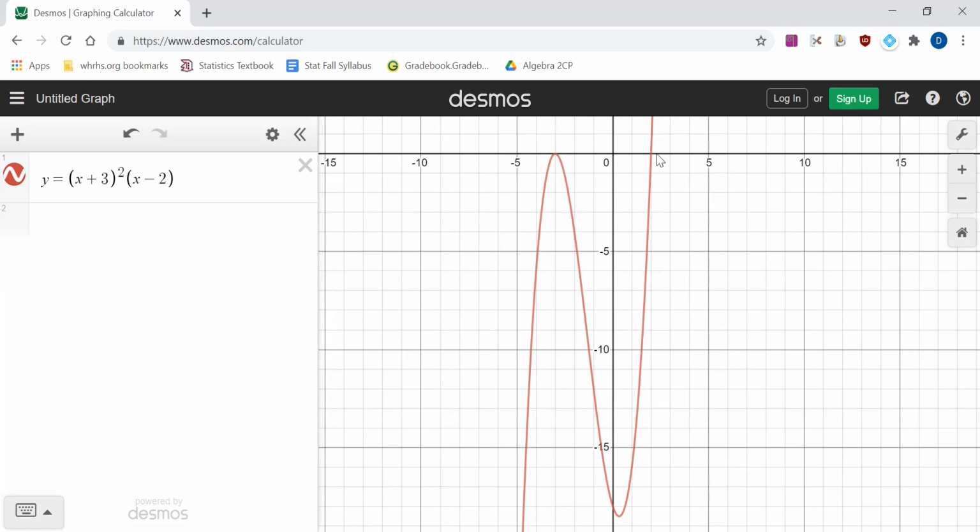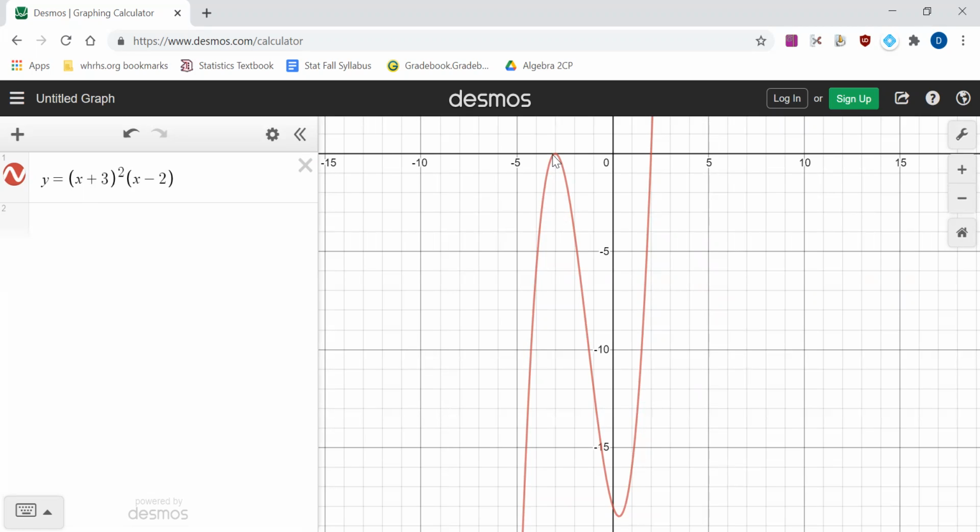How about this? This crosses the x-axis at 2, so the x-intercept is 2. If you solve x minus 2, set it equal to 0, you get x equals 2. Wow. The other thing I want to point out about this, notice how the factor of x plus 3 has a squared attached. It's an even power. Notice what it does at x equals -3.